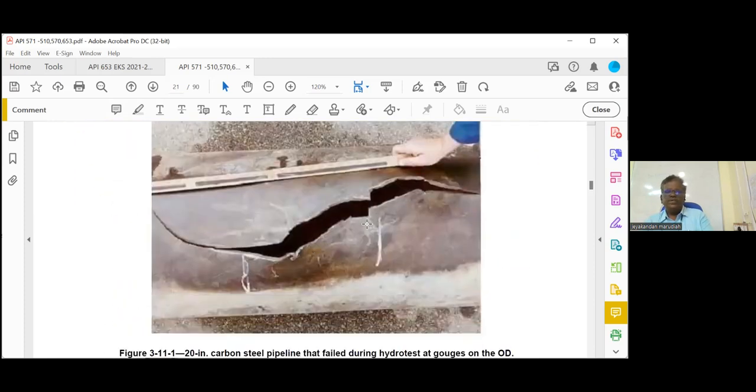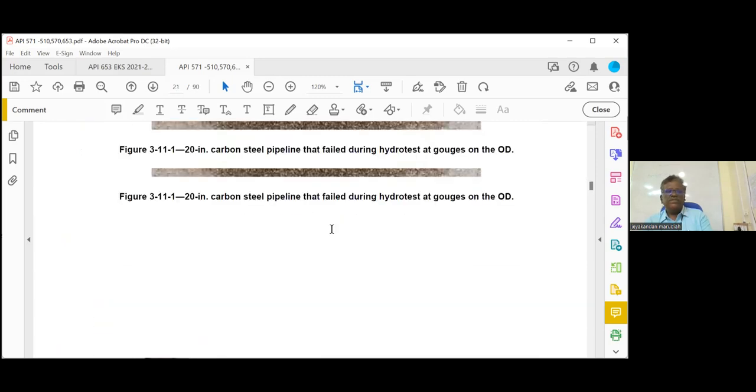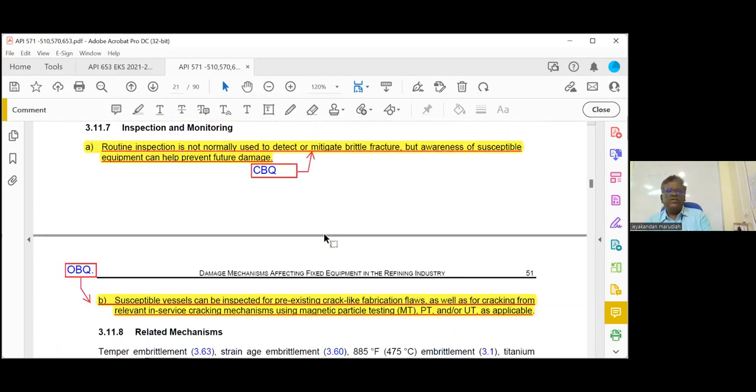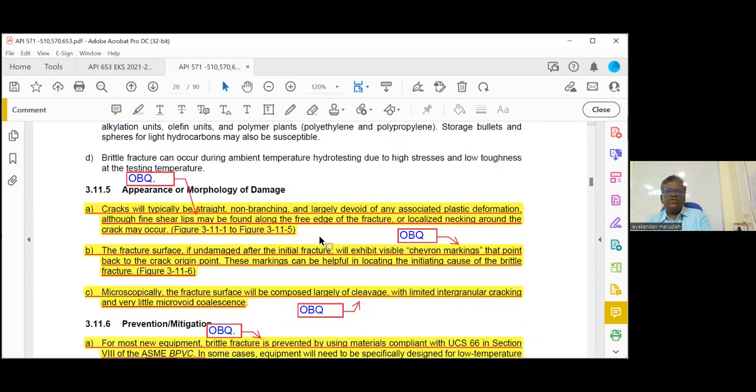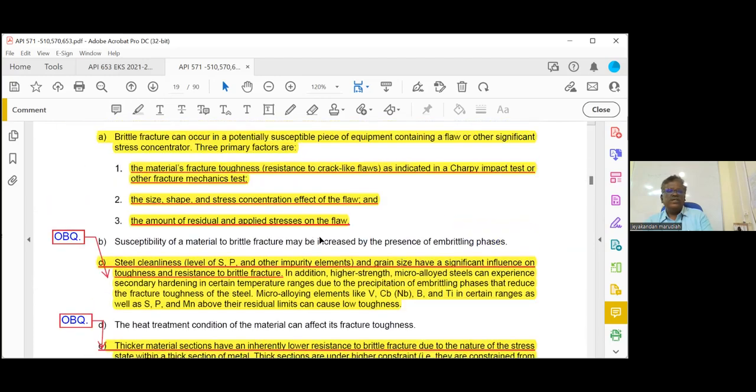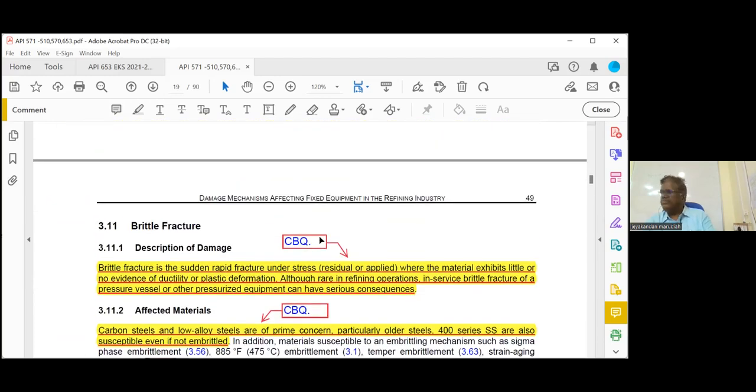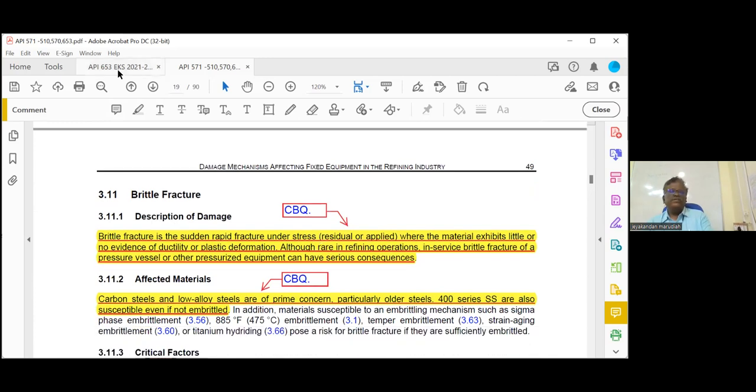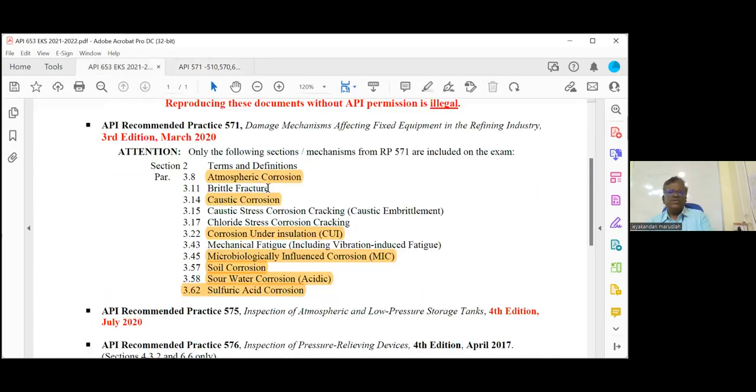So this is how it will fail brittlely. So how many questions have we marked? 1, 2, 3, 4, 5, 6, 7, 8, 9, 10, 11, 12. Right. So we completed brittle fracture. Then we'll go to the next three. Caustic stress corrosion cracking or caustic embrittlement.